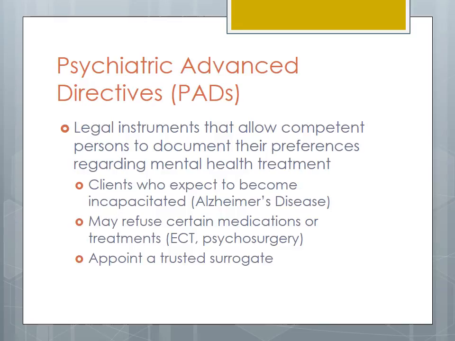Psychiatric advance directives. These are legal instruments that allow competent persons to document their preferences regarding their mental health treatment. Clients who expect to become incapacitated, like individuals that have Alzheimer's, may refuse certain medications or treatments, like having ECT or even psychosurgery, and they have the capability of appointing a trusted surrogate in order to make decisions for them in the event that they're not able to. So these are different than advance directives as far as your health, your physical status is concerned. They are specifically for your mental health treatment.